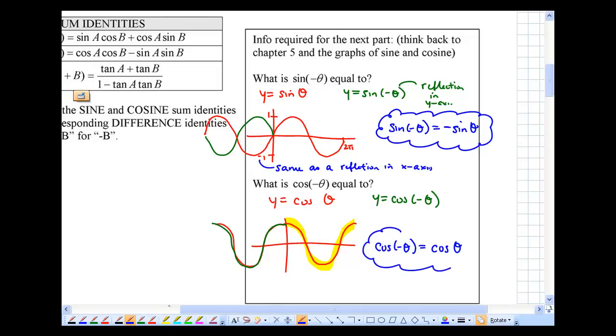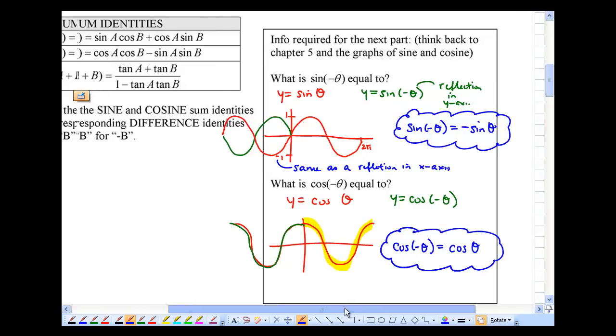Okay? And this is going to come in handy once again in example number 1. So let's put a cloud around that too. Okay, so now we're ready to take a look at these.